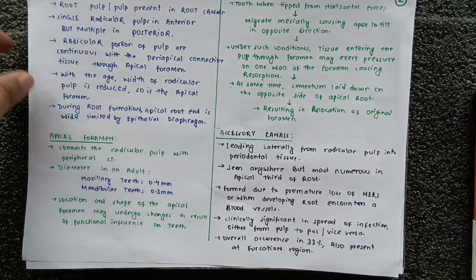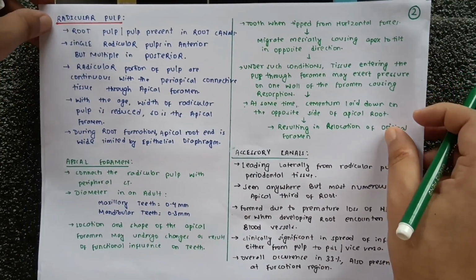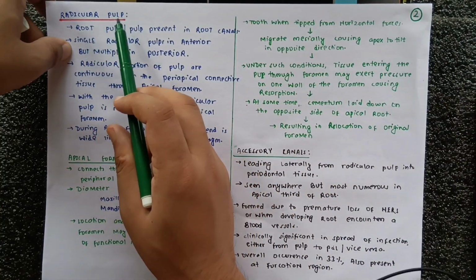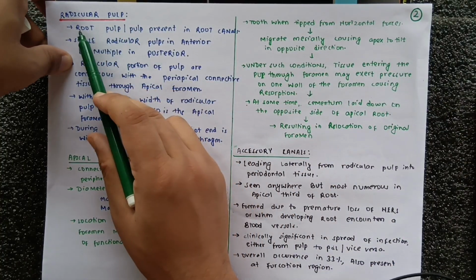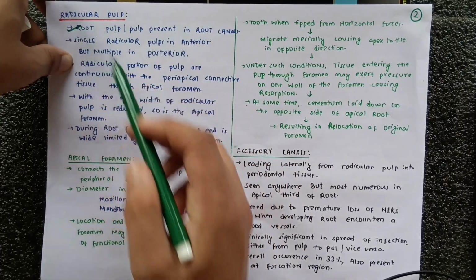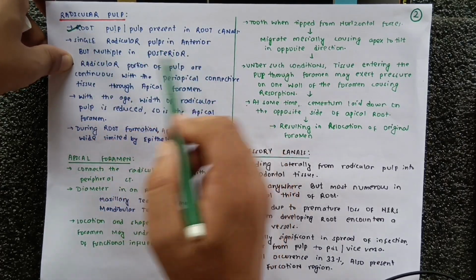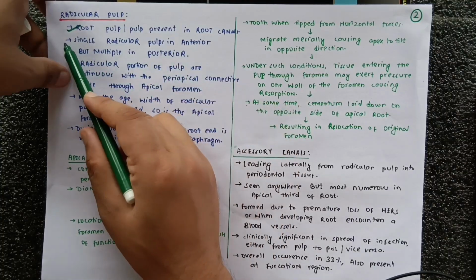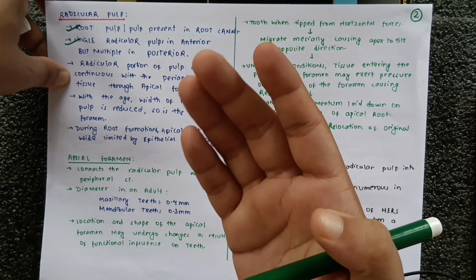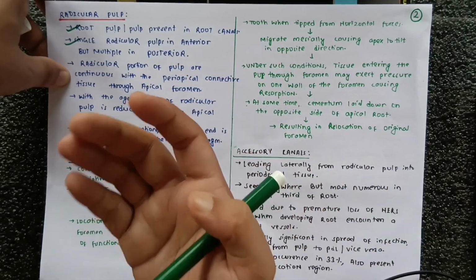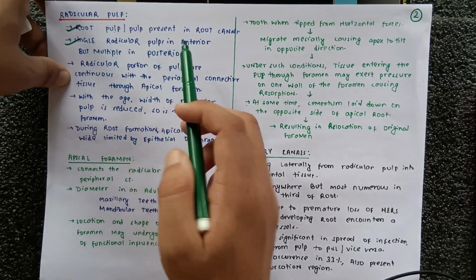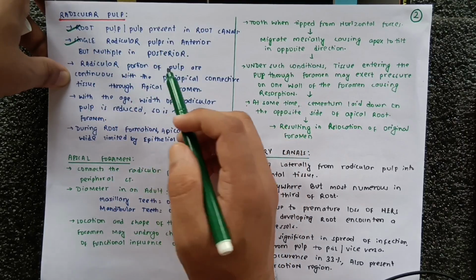After that, in another paper, as I have written here about the radicular pulp. Radicular pulp is the pulp that is present in the root, or the pulp present in the root canals. There is a single radicular pulp in the anterior teeth but multiple in the posterior, because posterior teeth have multiple roots, but an anterior tooth has just one root.